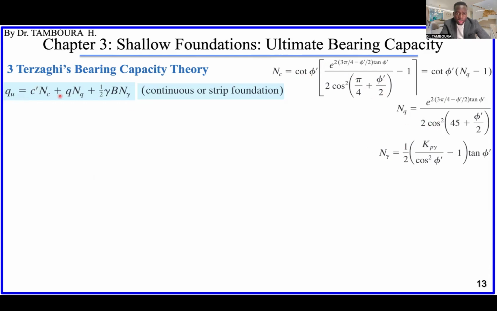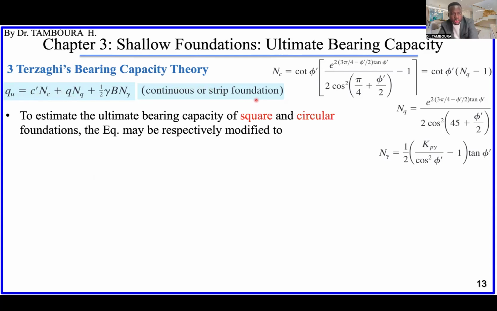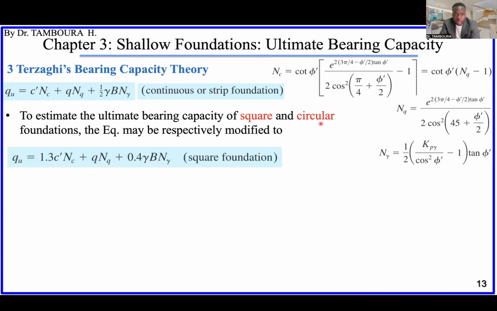And remember, this is for strip footing, continuous footing. So what about now for square and circular foundation? How do we estimate the bearing capacity in that case? For a square foundation, meaning we have four equal sides, you add this coefficient, and you see the difference between this one and this one.